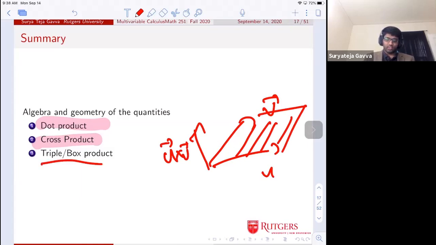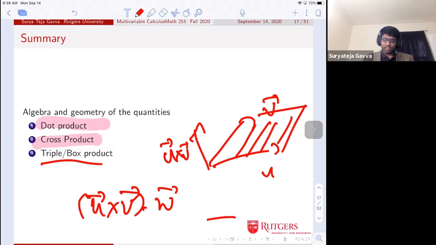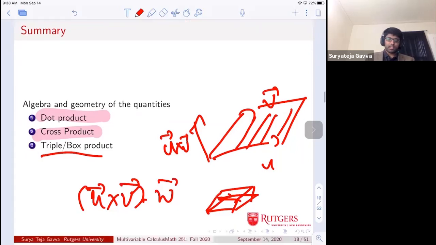And the third thing is u cross v dot w. This is called the box product, which gives you the volume spanned by the three vectors. You have three vectors, so the volume of the box formed by those three vectors is the triple or box product. Okay, so any questions before I move on to the next section?